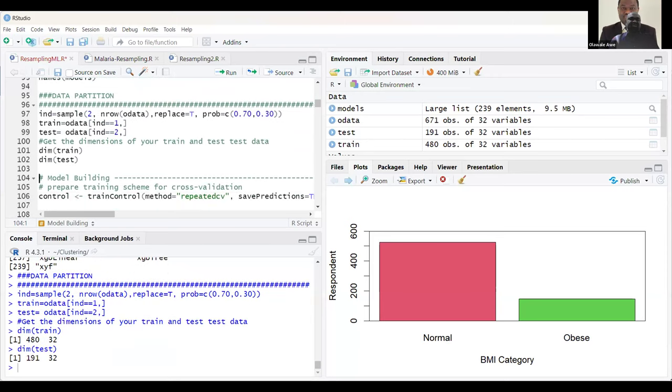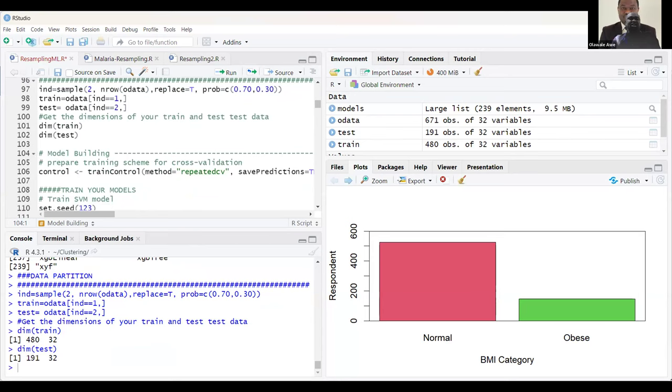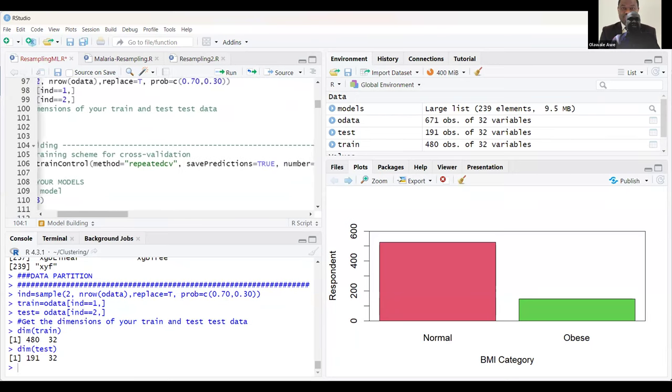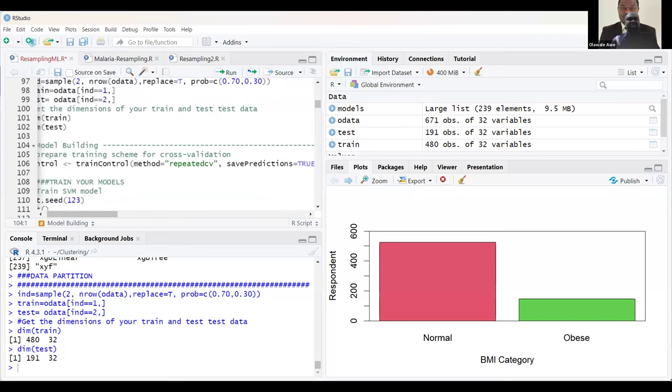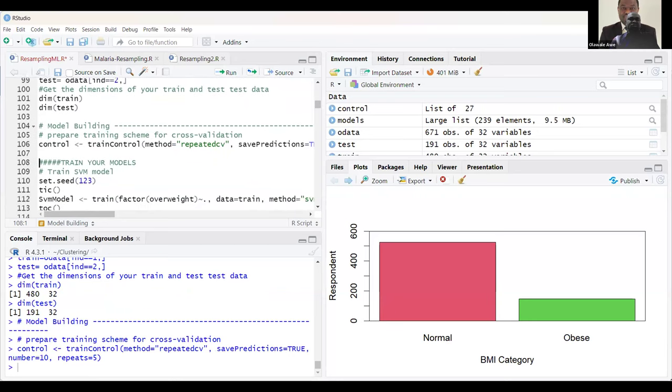So you can see this is the 70%, 480. And then this is the 30%, 191. Now, I'm going to prepare my training scheme, first of all, by setting up my cross-validation scheme. I'm going to use the repeated cross-validation method. I'm going to save the predictions. I'm going to have tenfold cross-validation with 5 repeats, so making 50 for each model. So I'm going to run this, and it's going to be useful across board.